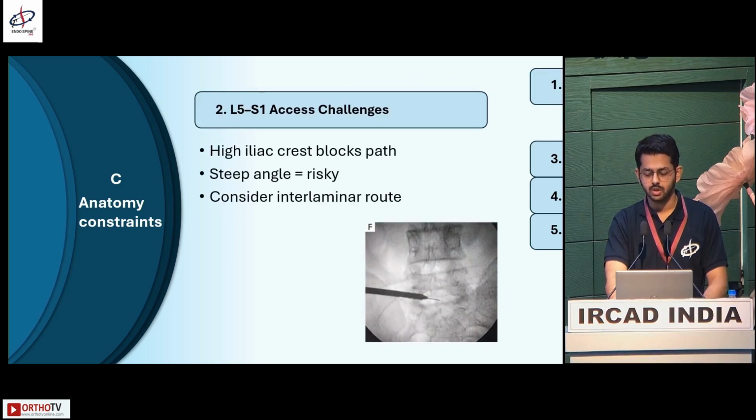At L5-S1, access is frequently blocked by a high iliac crest. Trans-iliac is a feasible option, but it increases the difficulty level and reduces the maneuverability. To bypass this, a steep trajectory is required, which risks injuring the exiting nerve. For most patients, an interlaminar approach is safer and more effective. Pre-op MRI should always be reviewed for crest height relative to the disc.